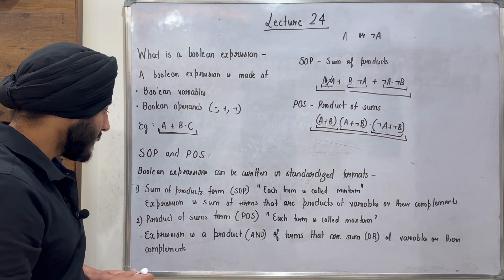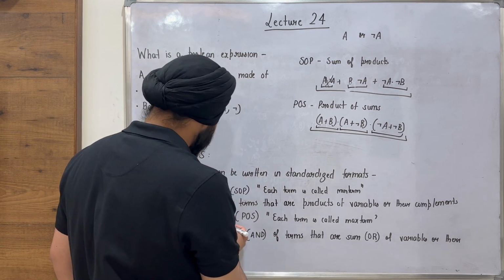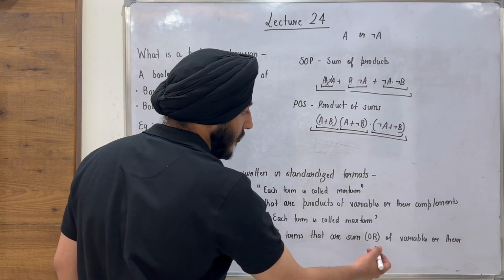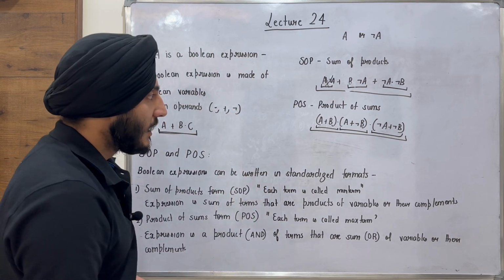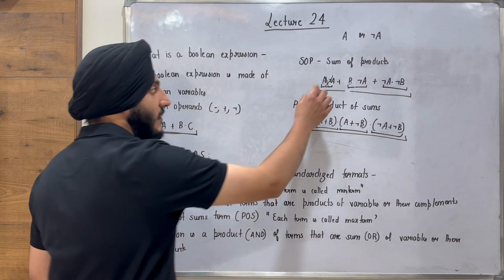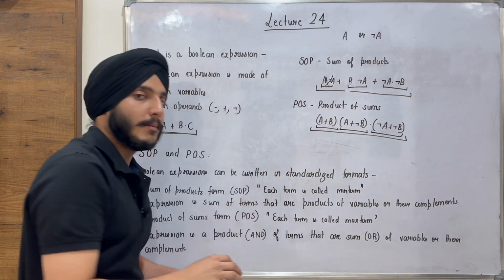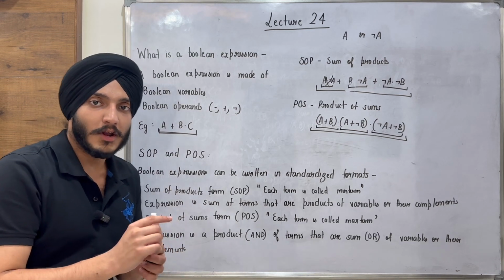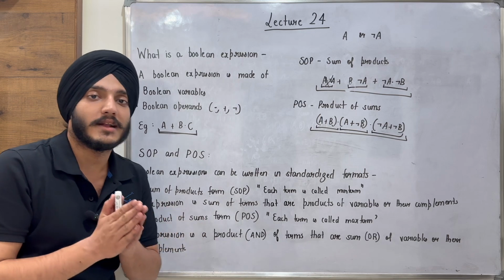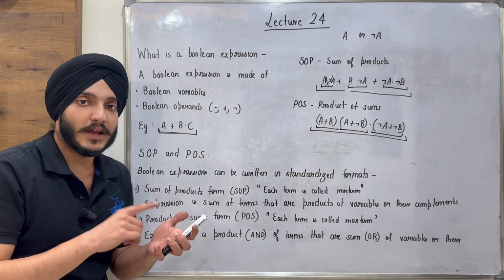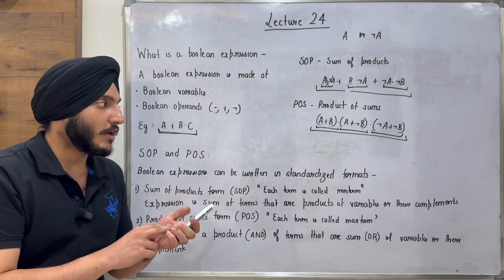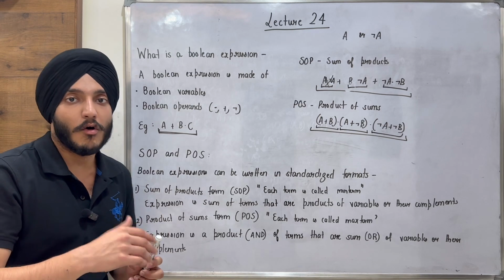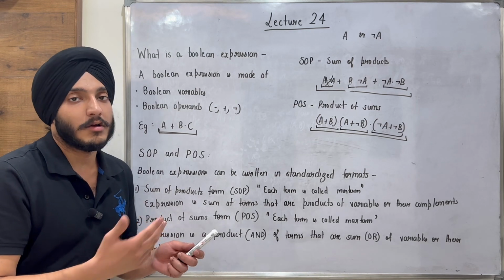Second one is the product of sums form. Each expression is a product of terms that are sums of variables or their complements, right? So the basic point is that these are the different terms that we have. One thing important to understand is that in each term, I can either have that variable or I can have its complement. I cannot have both at the same time, right? So for example, I cannot have a and a complement in the same term. I cannot have b and b complement in the same term. I can have one of each in the same term, right? So I can have a complement and b, or b complement.